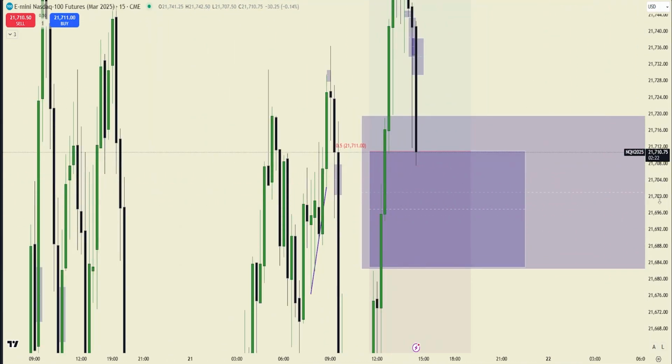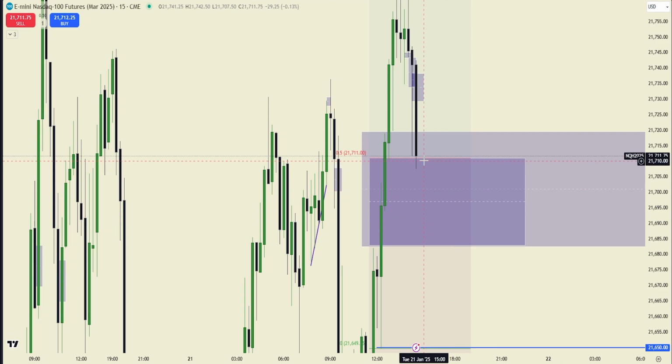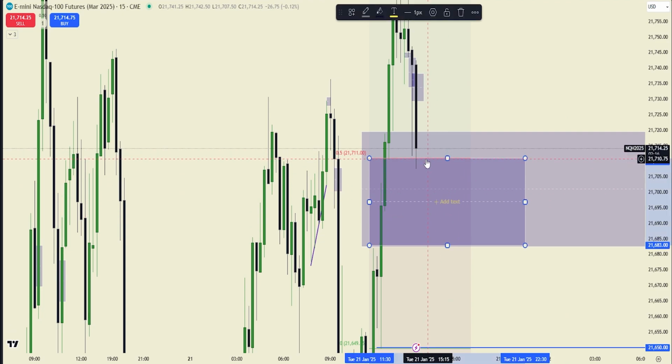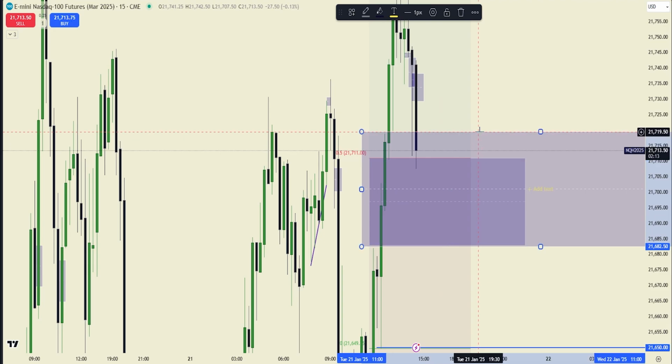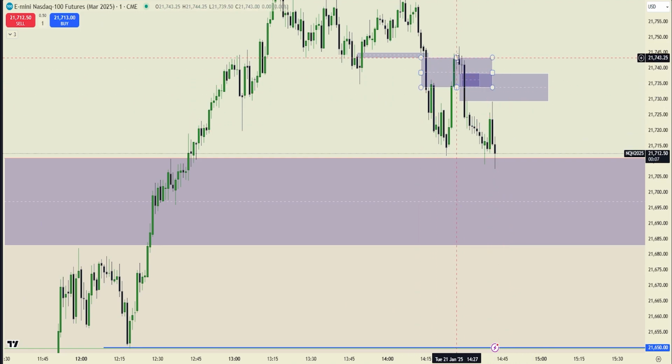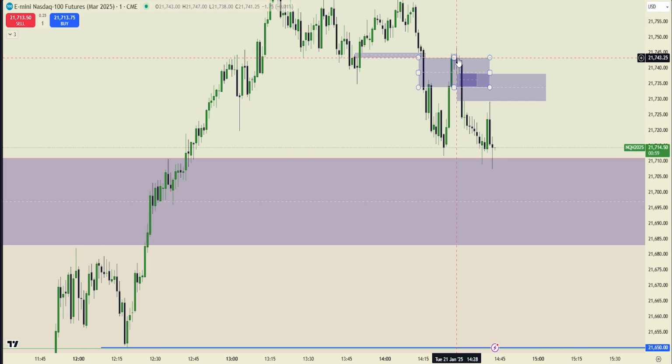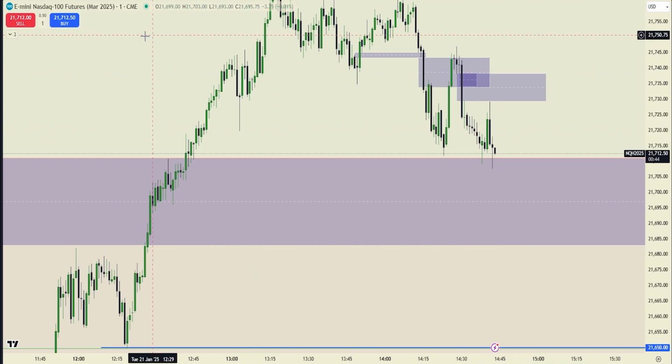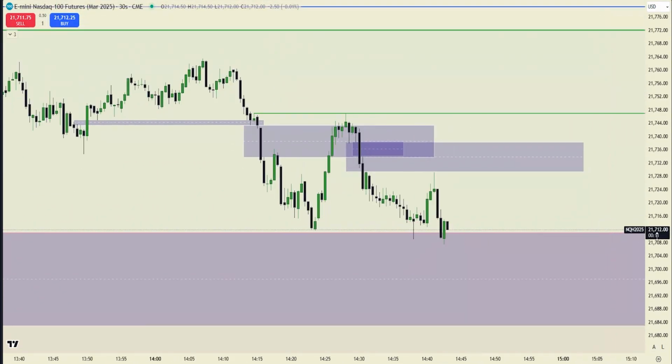So we've tapped into that 15-minute gap that I mentioned earlier, and we're kind of respecting it. I don't know. This is just not good price action again. Yeah, Monkey. Oh, let me do a little trade recap for that 30 second.